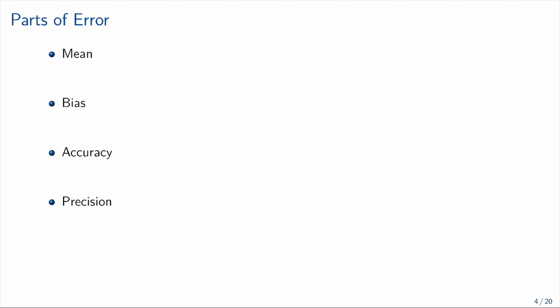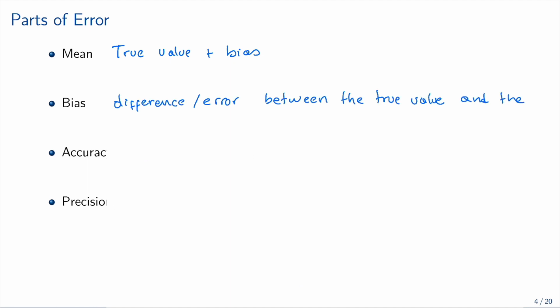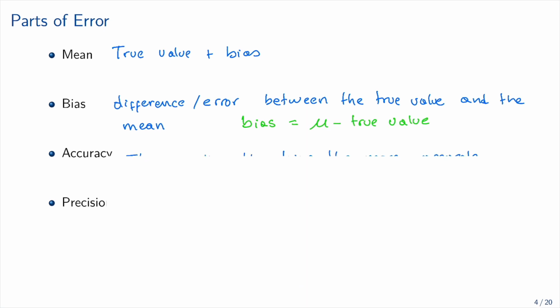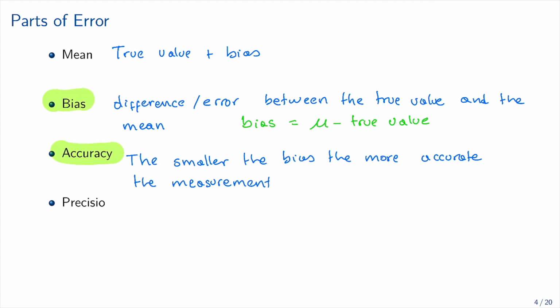Parts of the error. The first one is the mean. The mean is the true value plus the bias. Now, the bias is the difference or error between the true value and the mean. The bias is the mean minus the true value. Now, accuracy is defined in terms of the bias. So the smaller the bias, the more accurate the measurement. So bias is related with accuracy.